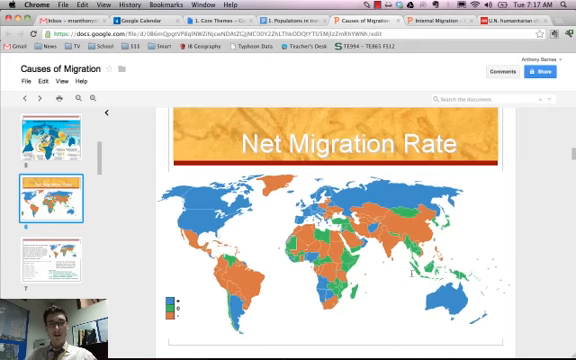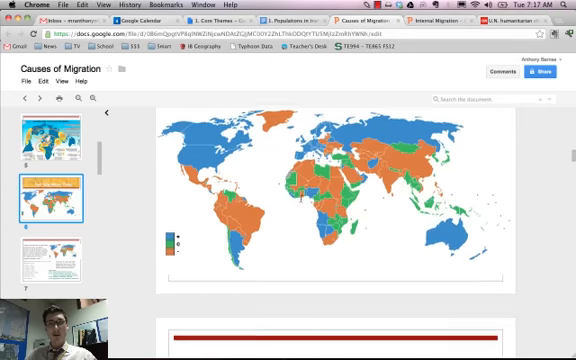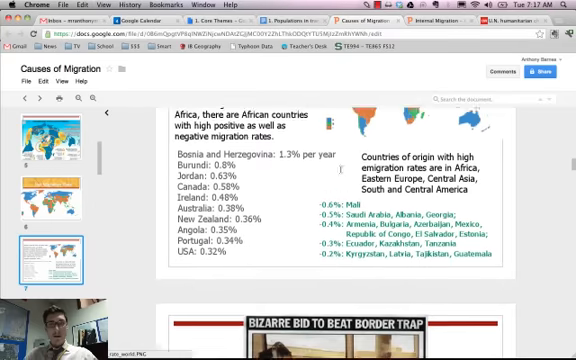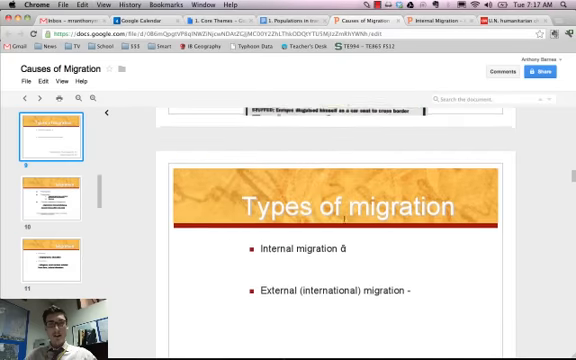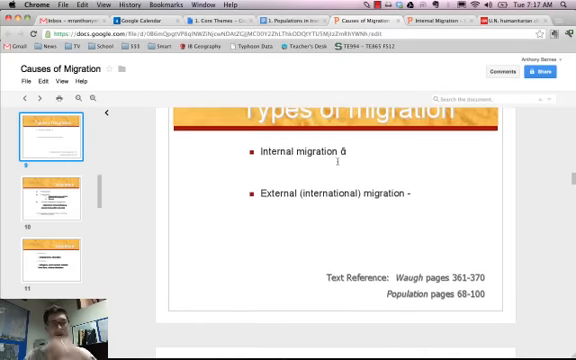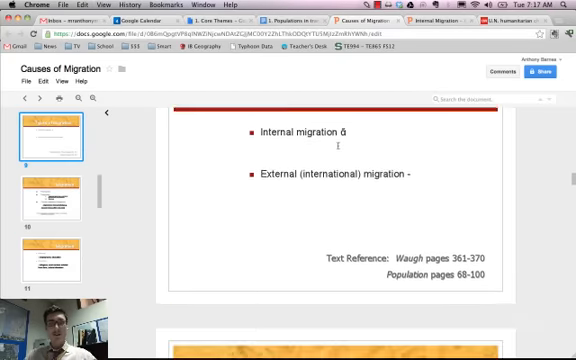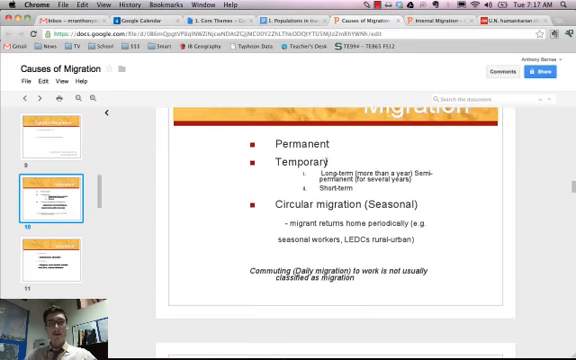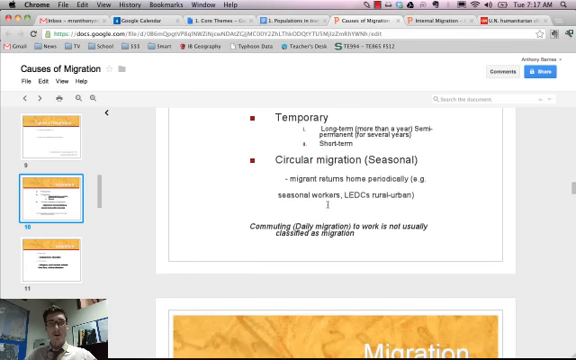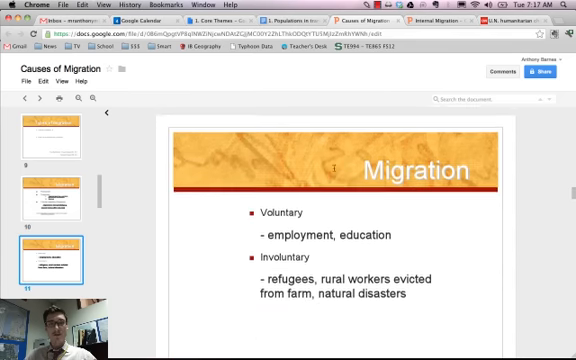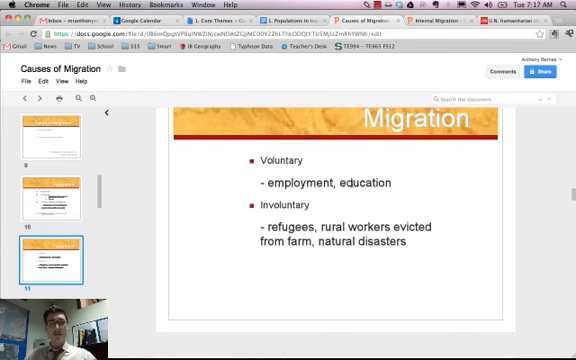Net migration rate, you can see the Philippines is negative because there's so many OFWs moving abroad. But what I really want to talk about here is internal migration versus external migration, permanent versus temporary versus circular, so long-term, short-term, those sorts of things. Voluntary versus involuntary, I talked about these already. Employment and education, as well as refugees, and also IDPs.